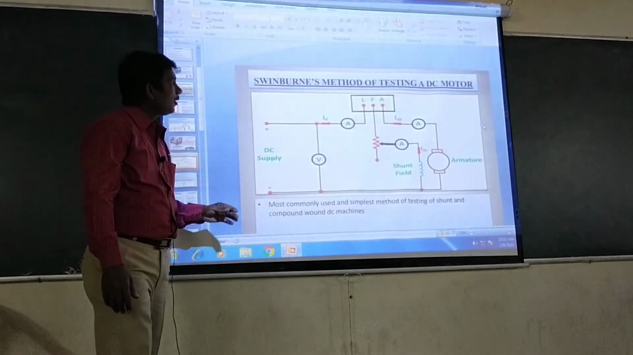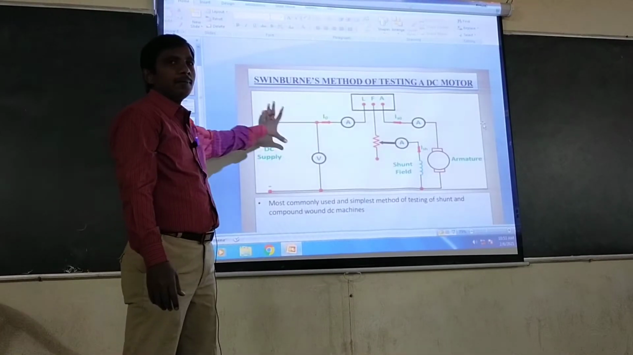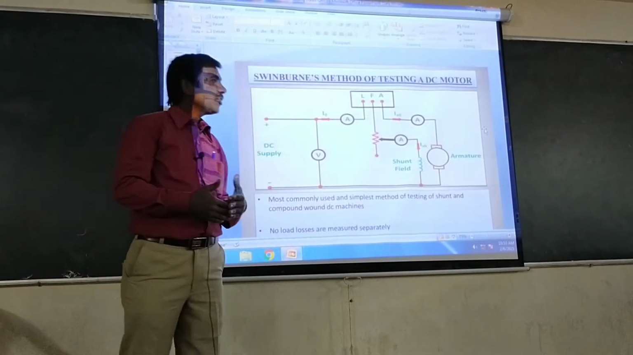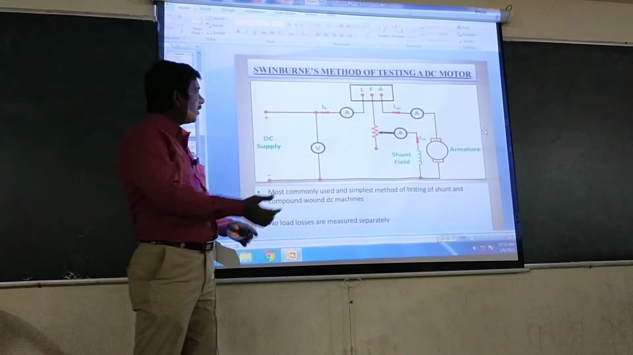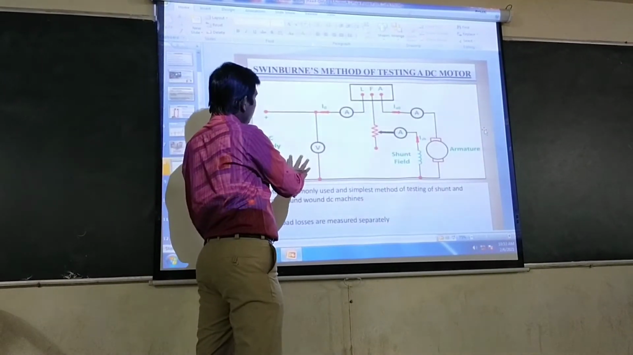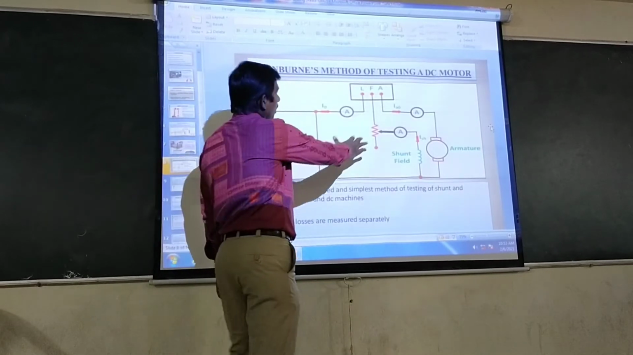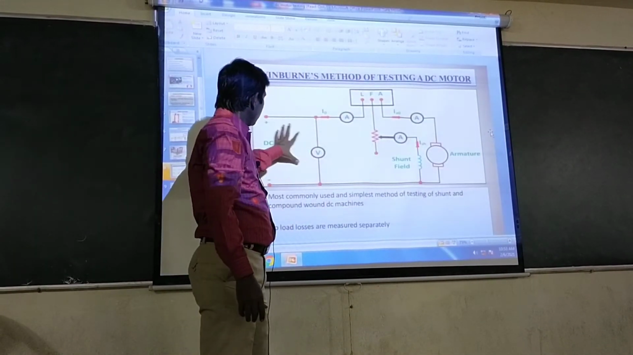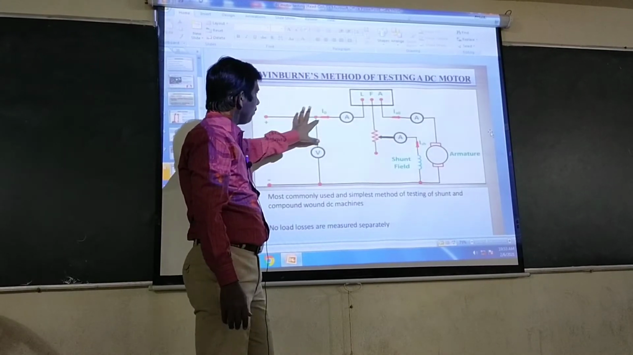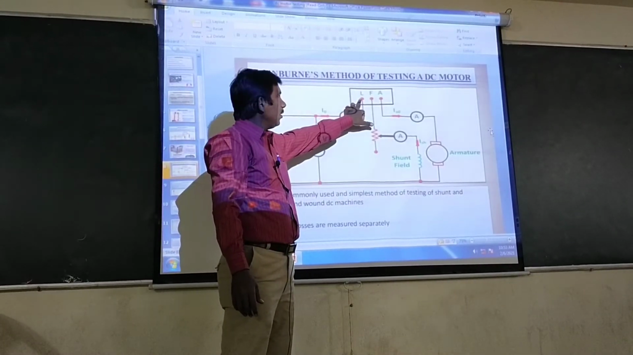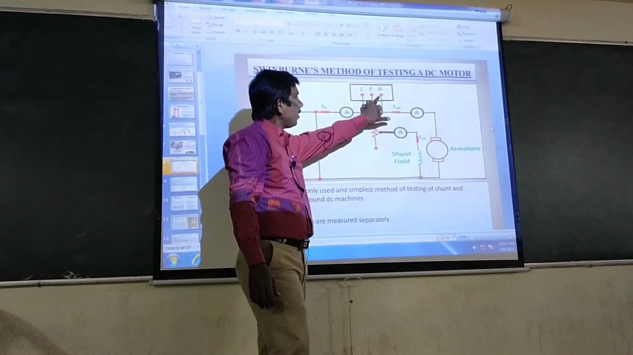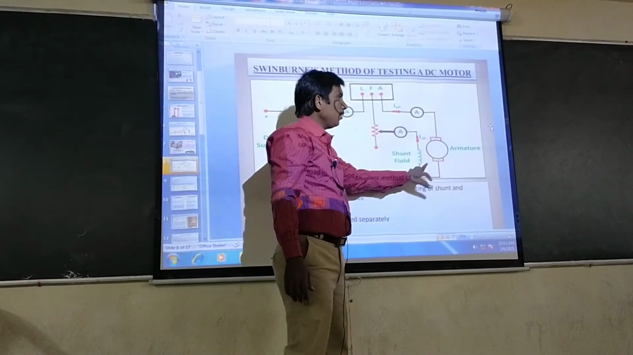Next, Swinburne's test is the indirect method of testing of a DC motor. The circuit diagram related to Swinburne's test is like this. Plus and minus are given to a 3-point starter using a voltmeter and ammeter. The voltmeter is connected across the positive and negative terminals, and the ammeter is connected in the line terminal. It is a 3-point starter. F is connected to the field winding and A is connected to the armature winding.